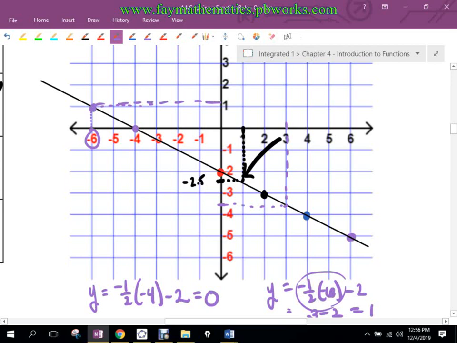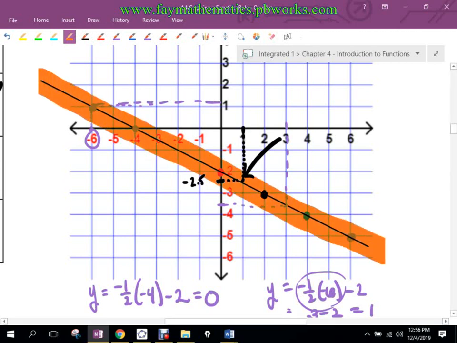So what this line is actually representing, everything that I highlight here, is an infinite number of points that maybe my table doesn't necessarily show me, but does exist. Does that make sense? Okay.